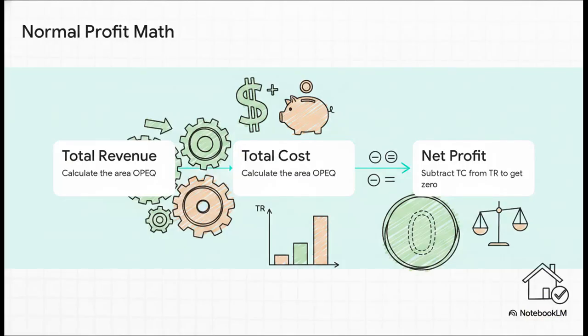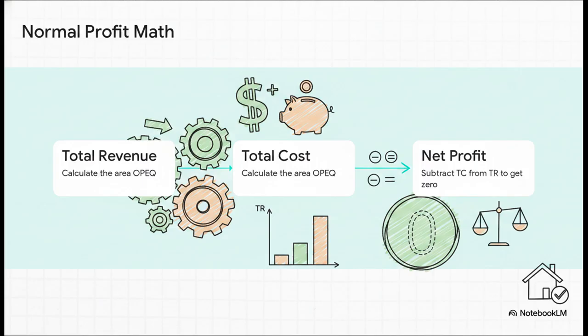Step 1, our total revenue is the area OPEQ. Step 2, our total cost is actually the exact same area, OPEQ, because the cost curve touches the price line right at point E. So, step 3, subtract the 2, and our net profit is literally 0.